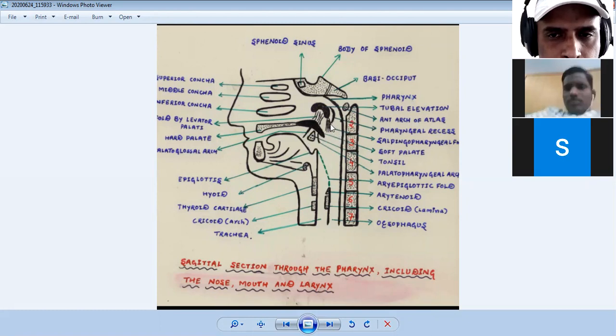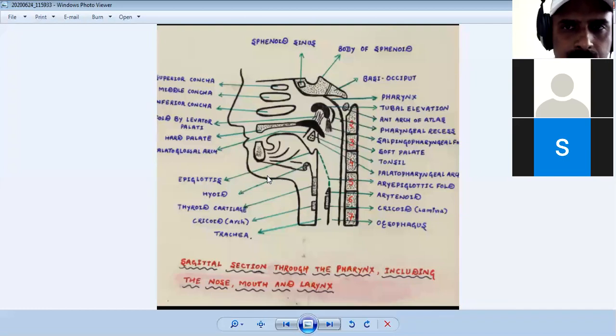Above it communicates with the nasopharynx. See the diagram here. Above it is the nasopharynx, and below it communicates with the oropharynx through the pharyngeal isthmus. So like that you have to use the words: above it communicates with the nasopharynx through the pharyngeal isthmus. That you have to remember.